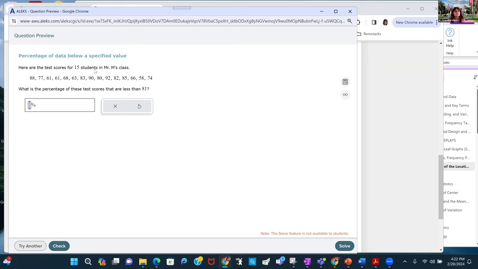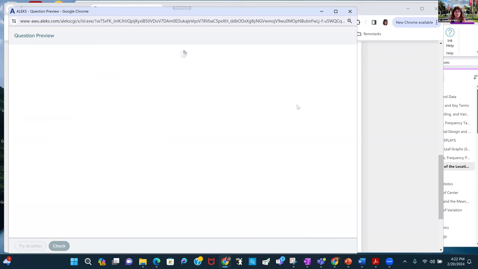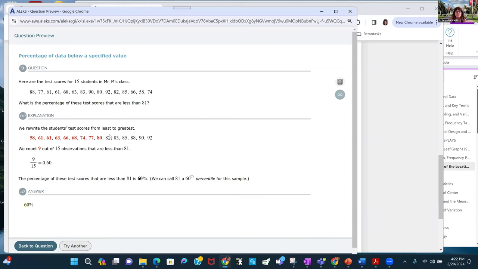Right here, test scores for 15 students. What percentage are less than 81? And it's too bad they don't let you send them to the calculator so you can order them again. But I guess you can just go ahead and count them. But they do write them from least to greatest. But you could just circle them. Easy to miss one probably, but again, they're 9 out of 15, so that's 60%. So 81 is called the 60th percentile.